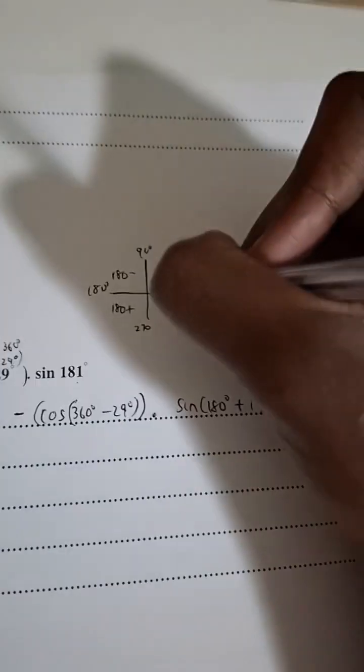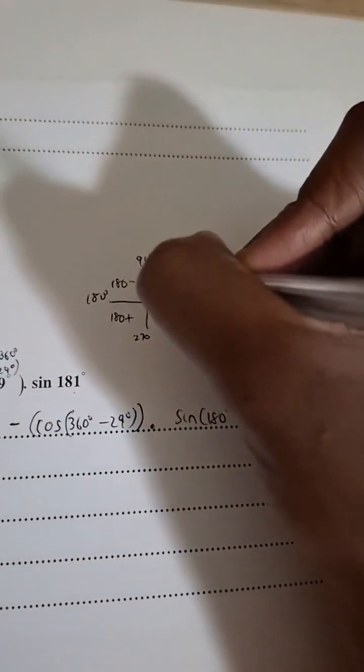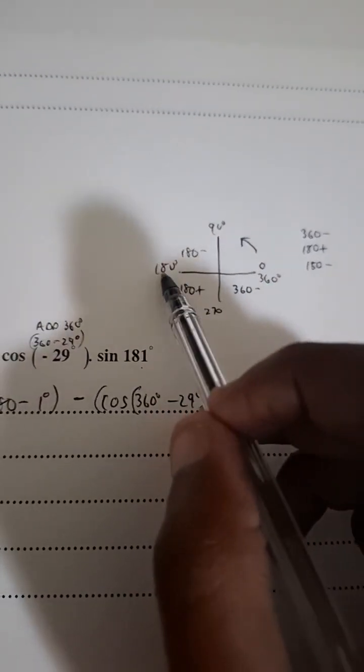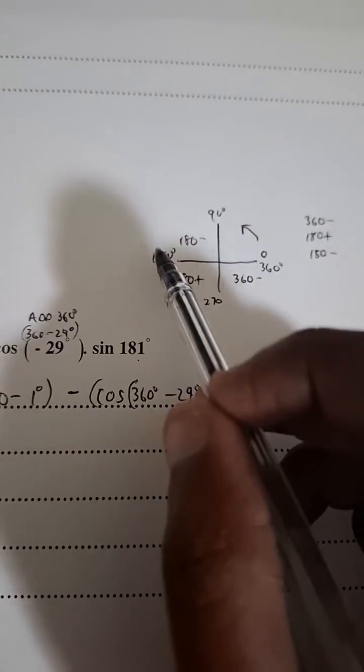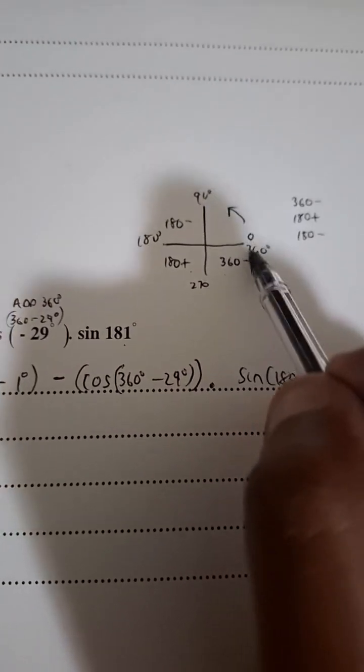This is paper 2, grade 12. So this is the 180 minus quadrant, this is the 180 plus quadrant, this is the 360 minus quadrant. Why do I know this? 0, 90, 180, 270, 360. In our anti-clockwise direction that we are moving in, 0, 90, 180, this here is 180 minus, this here is 180 plus, and this is 360 minus. So these are the various quadrants that we have.